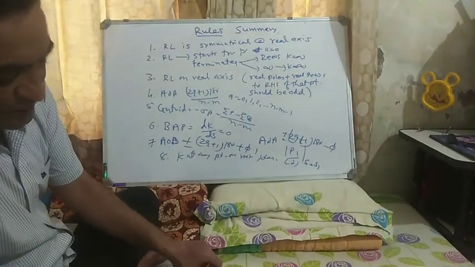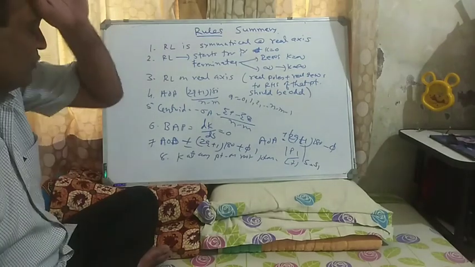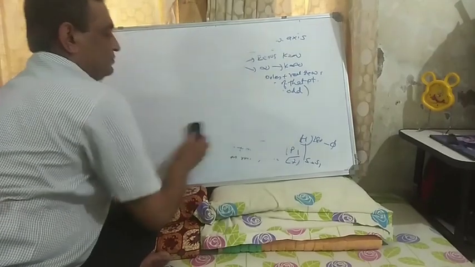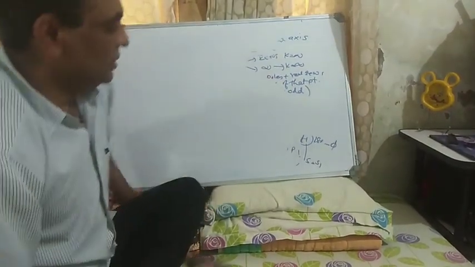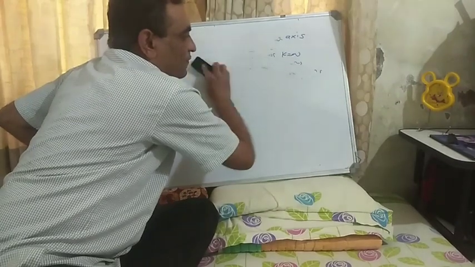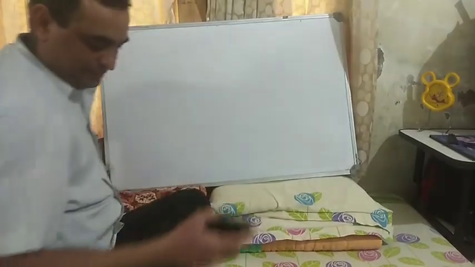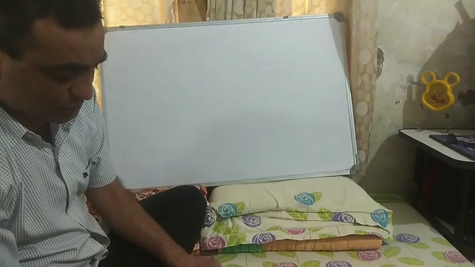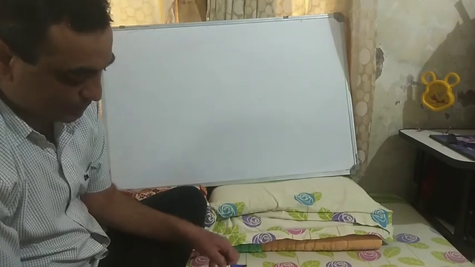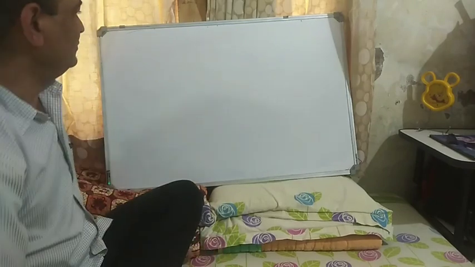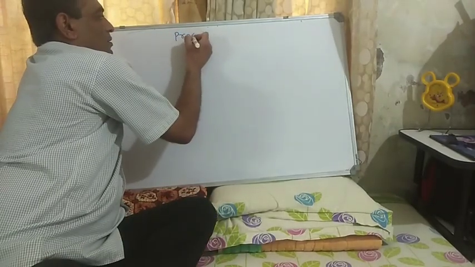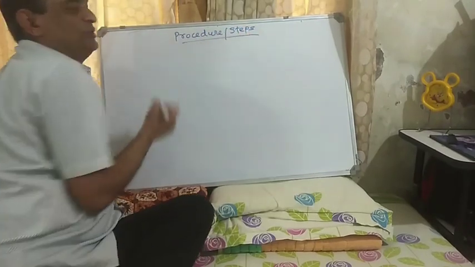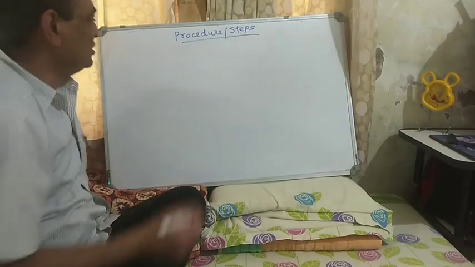So this is the summary of what we have discussed in the last 3 to 4 lectures. Now once you understand all these rules, you are capable of sketching any root locus. So how to start sketching the root locus? The procedure is very simple. Procedure or steps to sketch the root locus.